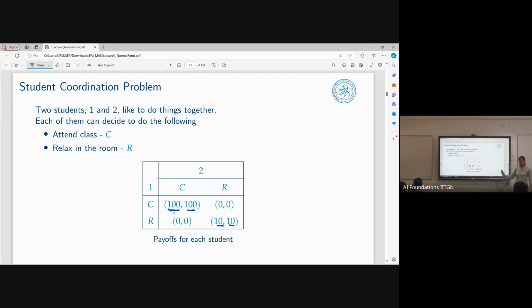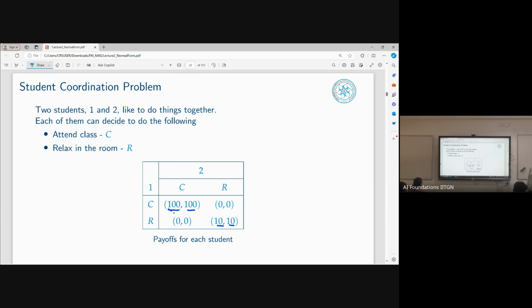It can be represented in the matrix. Row player, the first player; column player, the second player. The number of rows is the action for the row player, and the number of columns is the action for the column player, and these are payoffs. The first in the tuple is always for the row player, and the second is always for the column player.